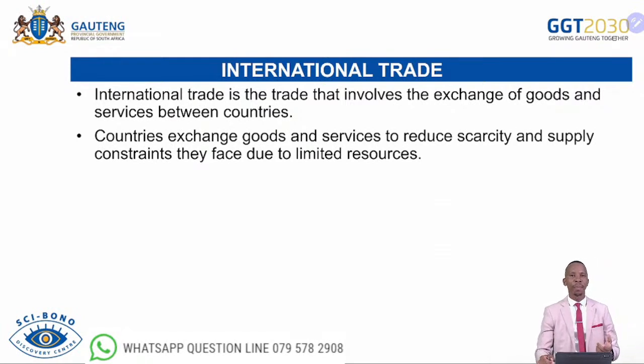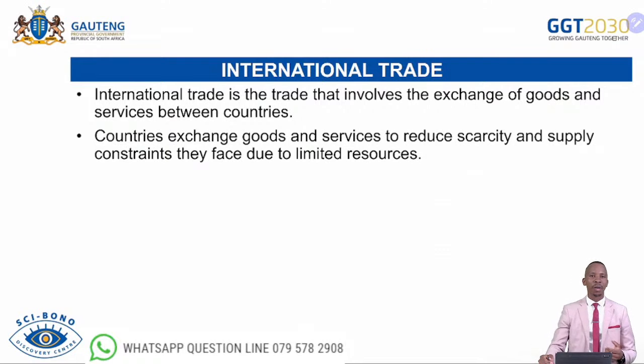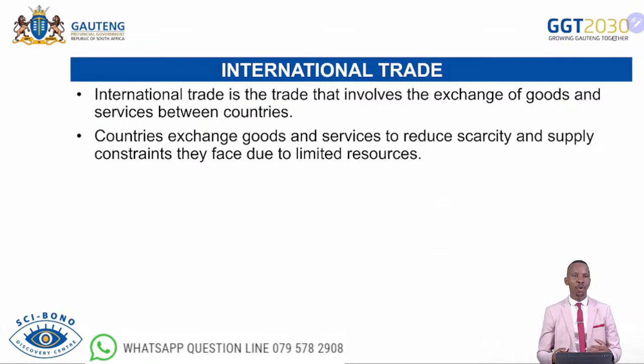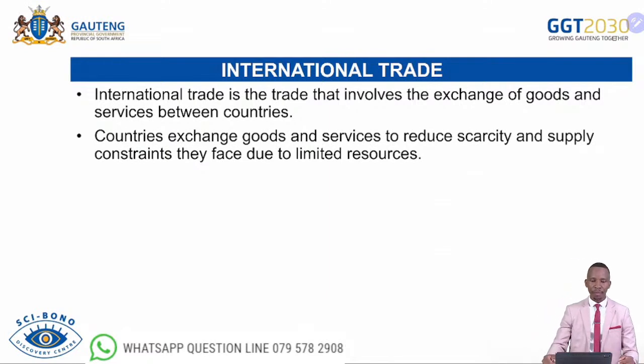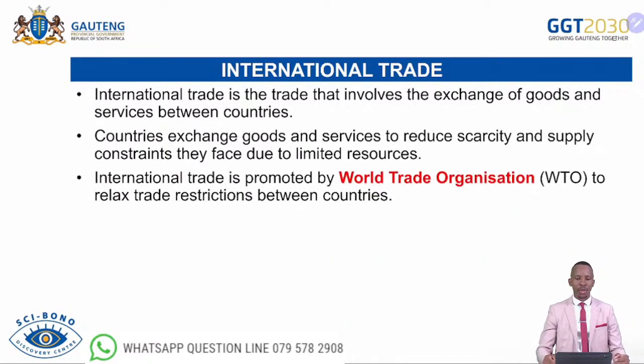So why are we having this international trade? It occurs because of scarcity of resources. Some countries are having a surplus of production, some countries are having less of production. Some countries are facing supply constraints or challenges. Therefore, to reduce the scarcity of resources, the international trade or global trade occurs. So, which organization is responsible to promote the international trade? It is promoted by the World Trade Organization.